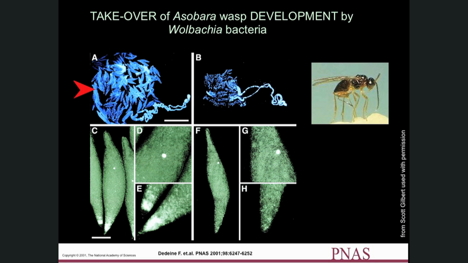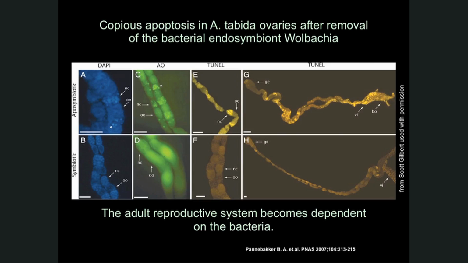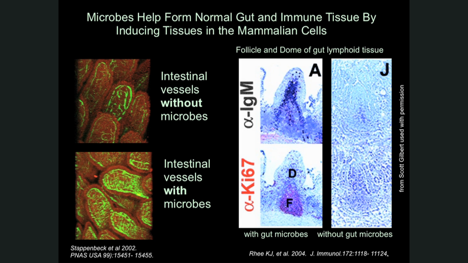Rather than having a healthy reproductive system, the reproductive system is completely withered because the wasp relies on the bacteria in order to form its reproductive tract. The way this happens is that without the Wolbachia, apoptosis or programmed cell death takes over where it shouldn't, and that's what basically causes the reproductive tract to wither.